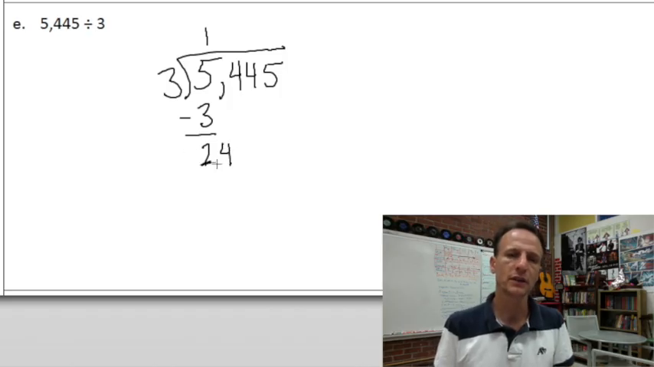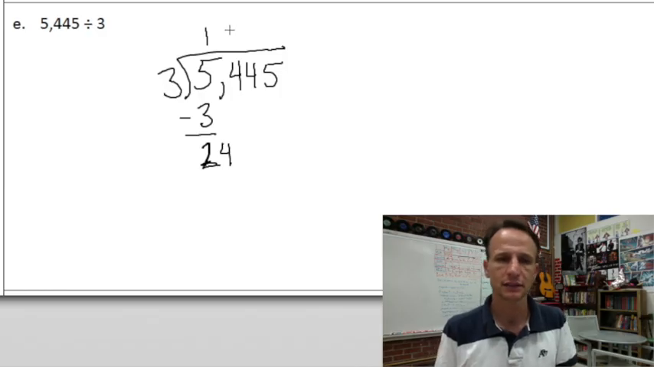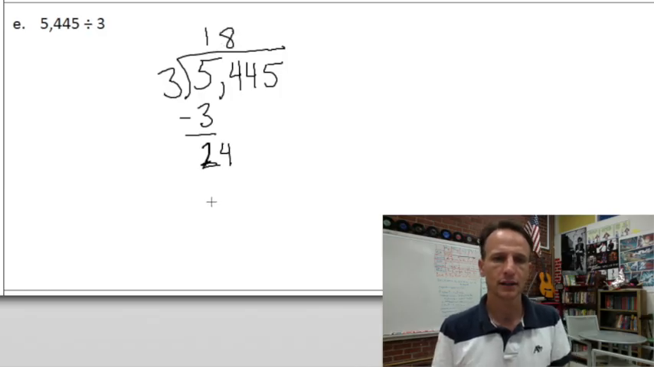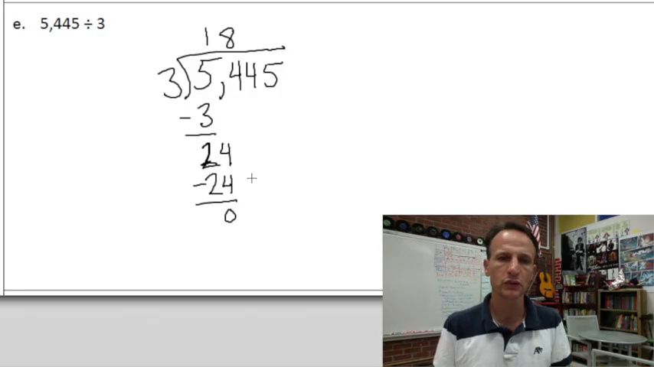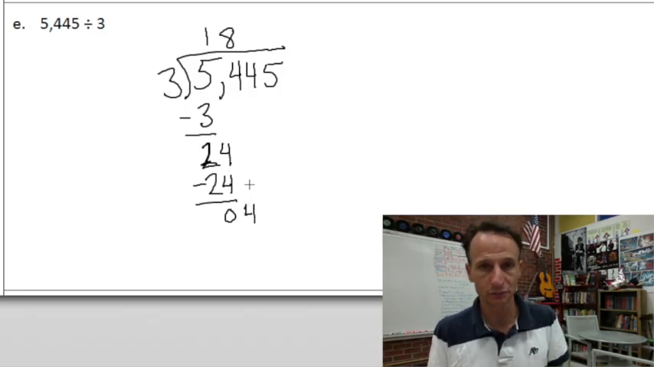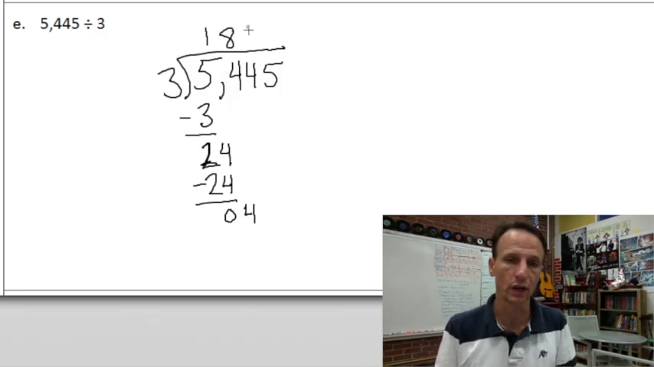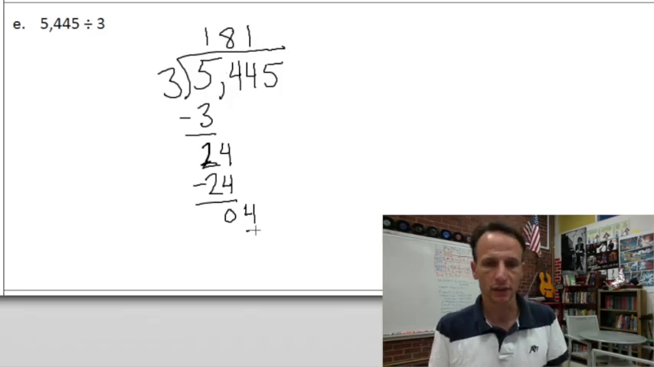So now, how many 3's in 24? Yes, there are 8, because you know your facts, right? 8 times 3 is precisely 24. When we subtract, we're left with no hundreds, but we do have 4 tens to divide next. So how many 3's in 4? Yes, of course, 1, because 1 times 3 is 3.